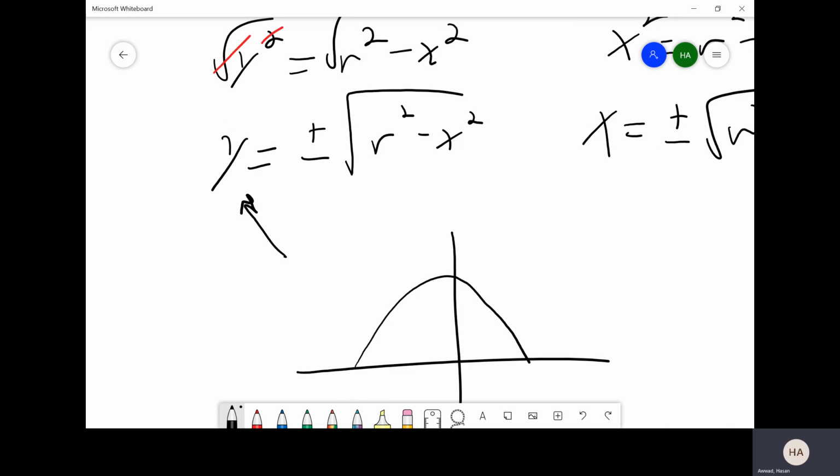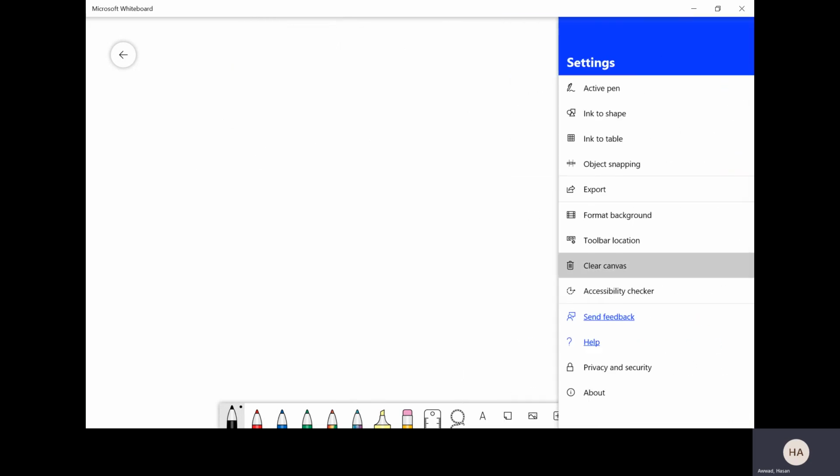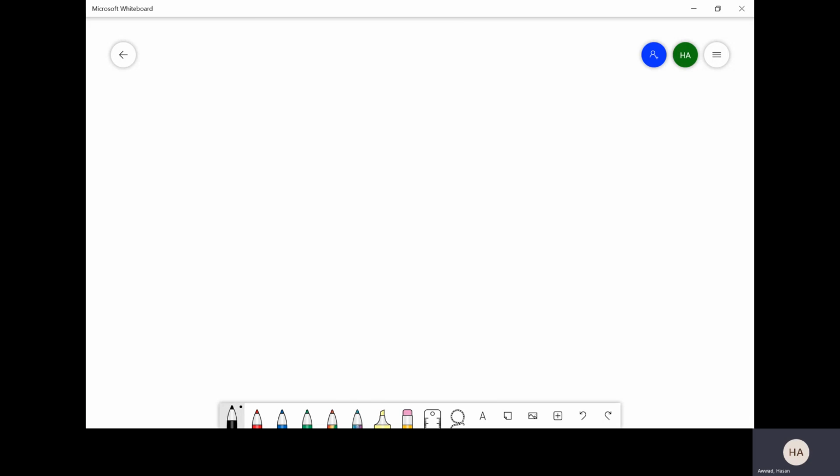Okay, one last thing that I want to squeeze into this lecture. Semicircles aren't too important, but it's good to know how to solve for them if you needed to. The last thing that I wanted to go over in this lecture is what happens if we have an equation for a circle, but it's not in standard form.